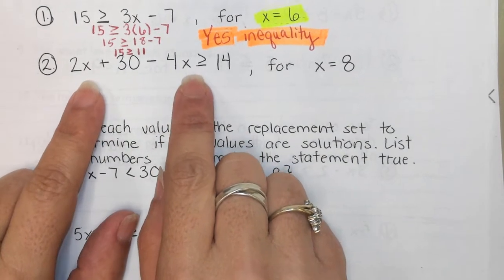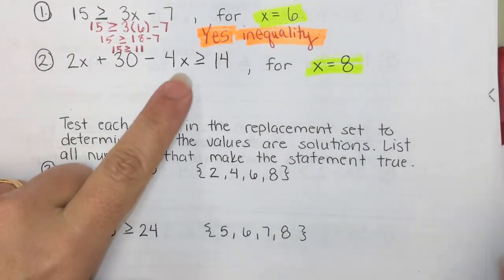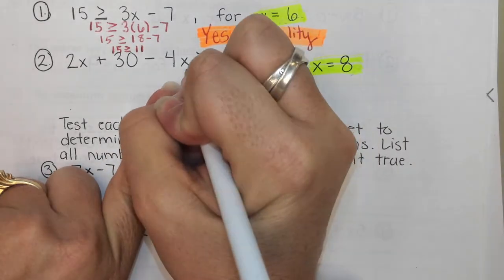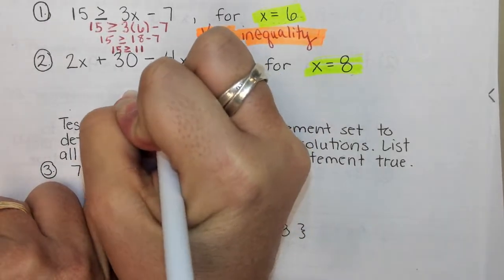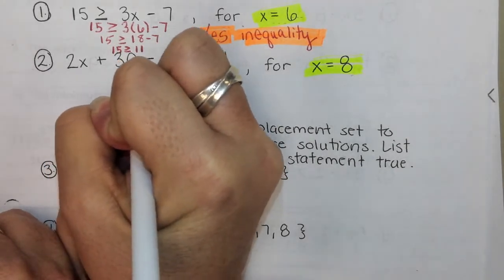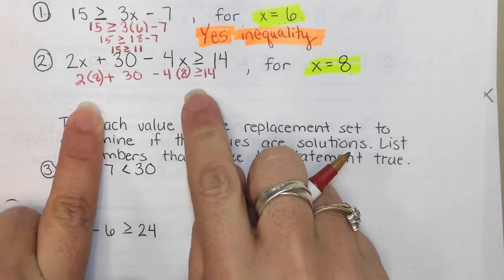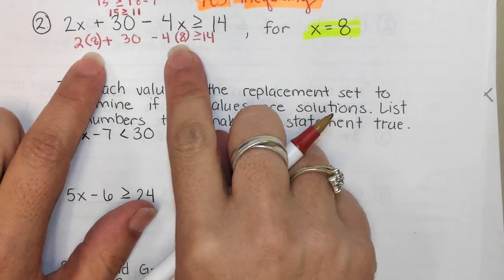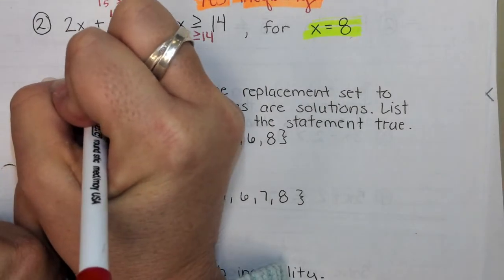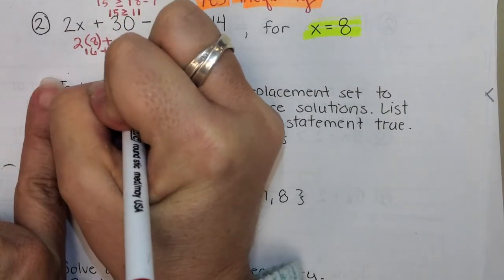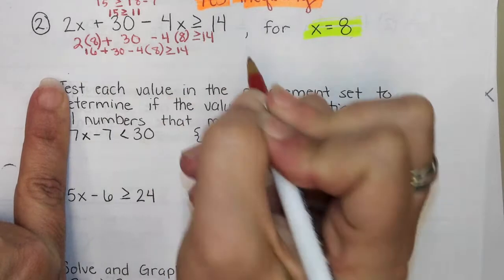Yes. So, on the second one here, we've got x equals 8 right here. Okay. So back here, we need to fill in both 8s. And there is another one right there. Okay. Now that I've got both my 8s filled in, I need to solve this thing. First step is left to right multiply or divide, and it's multiply. So I get 16 plus 30 minus 4 times 8 is greater than or equal to 14.